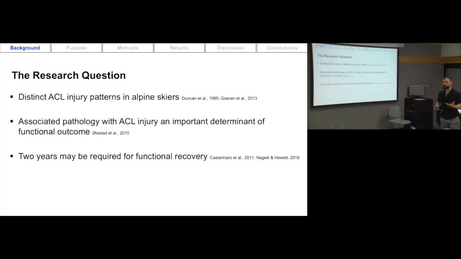So the research question built out like this. When you look at the literature, it seems like there are distinct ACL injury patterns in skiers when you compare to other sports like soccer or basketball. And we also know that associated pathology is a really important determinant of outcome, so whether they have meniscal injuries or chondral lesions. There's also been more discussion in the literature recently, and also some data, showing that despite getting back to sport, these deficits persist. So the argument has been made: is it really more of a 2-year timeline, not a 12-month return to sport, and should there be a recommendation of 2 years to get back to sport?